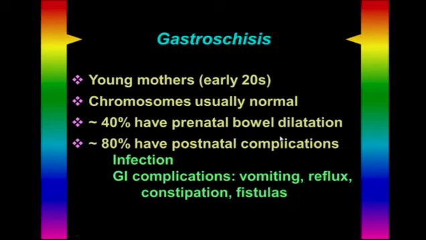It is interesting that gastroschisis seems to be found more often in young mothers, those under the age of 20 or in their early 20s, rather than with older mothers. The chromosomes are usually normal. About 40% will have dilation of the bowel prior to delivery, and about 80% will have postnatal complications related to the repair of the gastroschisis. The complications include things such as infection or gastrointestinal complications such as vomiting, reflux, constipation, and fistula development.